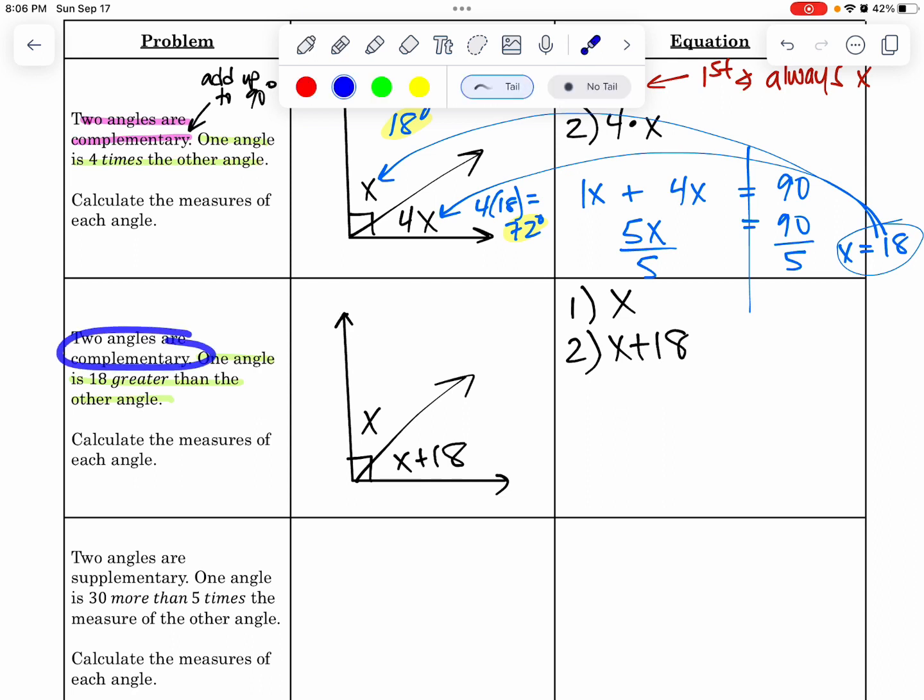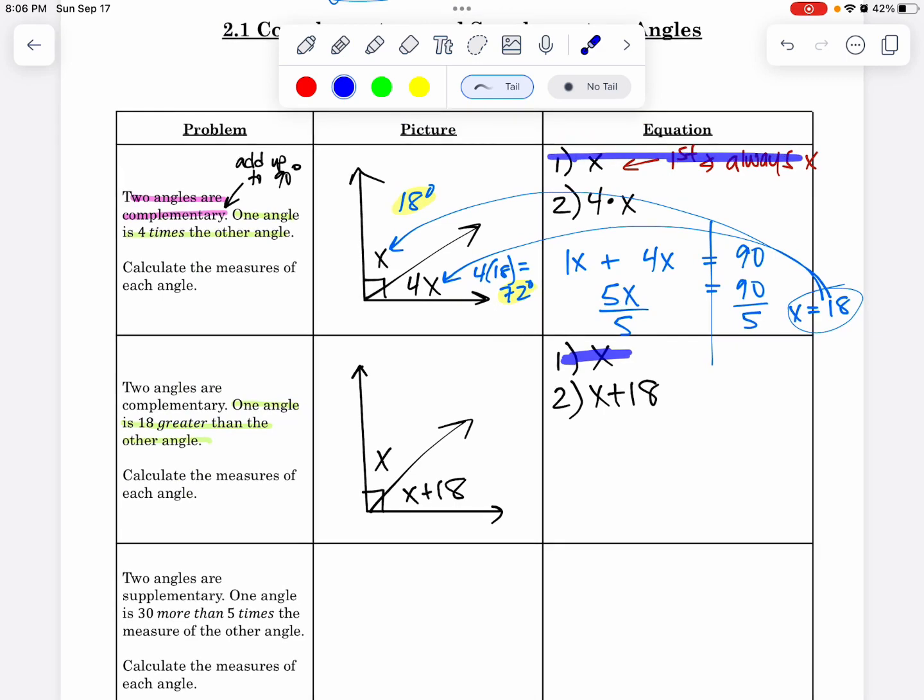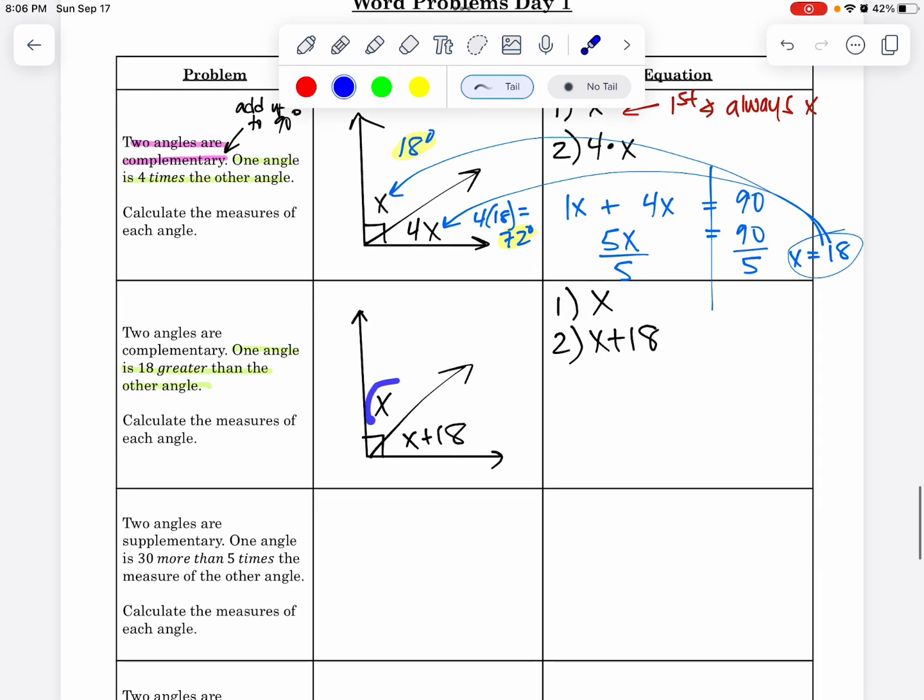Okay, let me back up and explain how I did that one more time. Two angles are complementary, so I drew two angles and put them together with a 90-degree angle. That means complementary. They add up to 90. And my first angle is always x. I wrote that up here too. First angle is always x. So I put my x right here. The second angle, I had to read these words really carefully, okay? It said 18 greater. I can write an algebraic expression for that that says x plus 18.